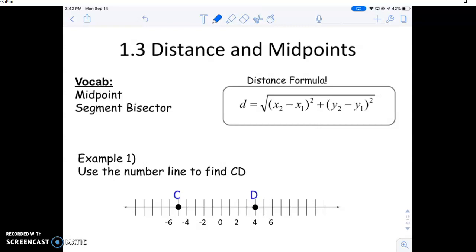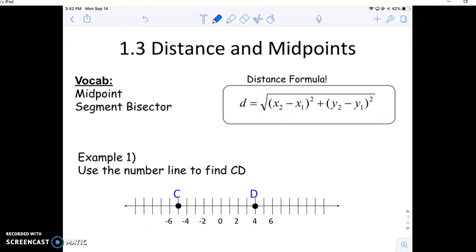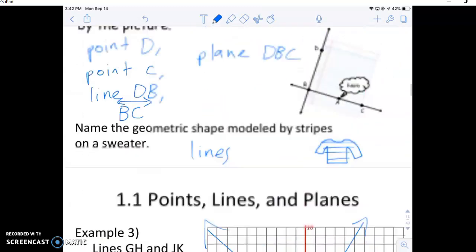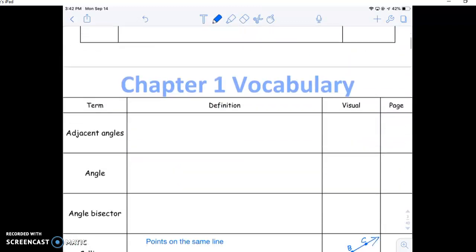1.3 is on two topics. We got what's called a midpoint, and then also determining distance between 2 points. You probably have worked with this in the past, but it's just really important that we get this nailed down for this chapter. So we have two vocab words, midpoint and a segment bisector.